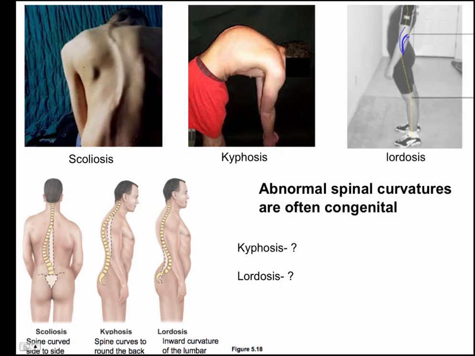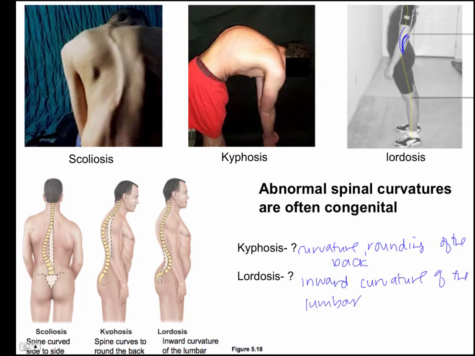So kyphosis. And then lordosis, inward curvature of the lumbar. Oh, and we didn't write down scoliosis. So scoliosis is when the spine is curved side to side.